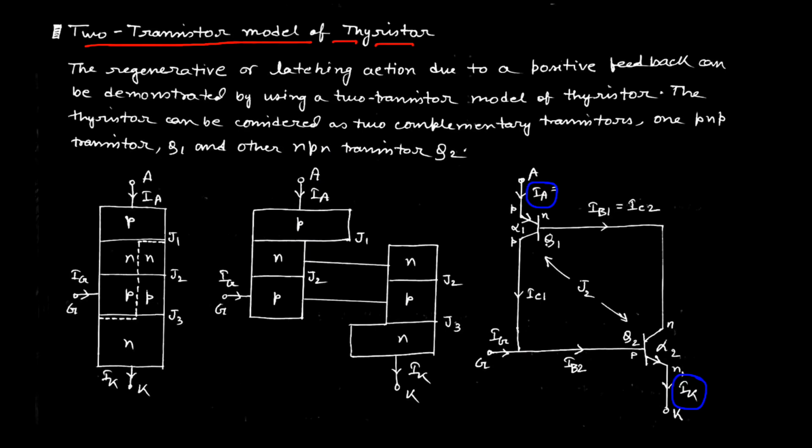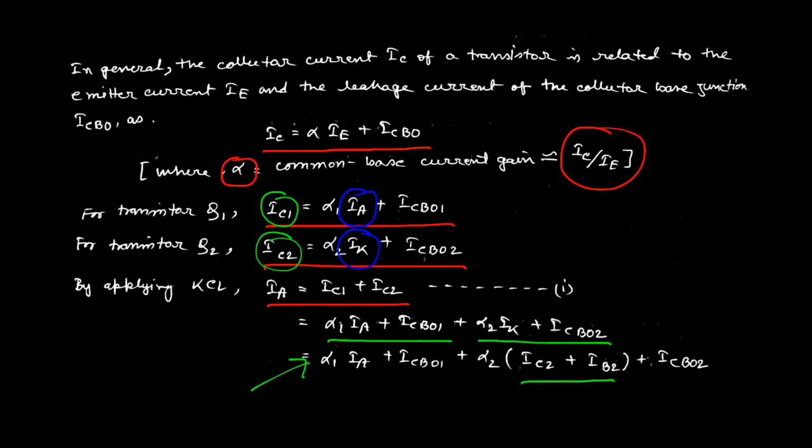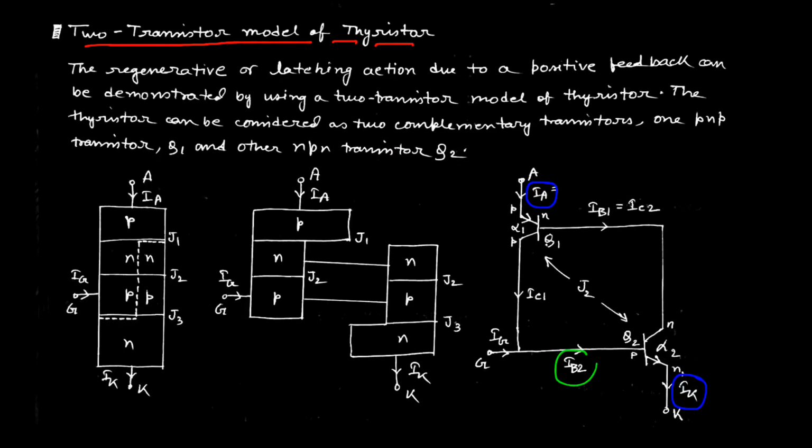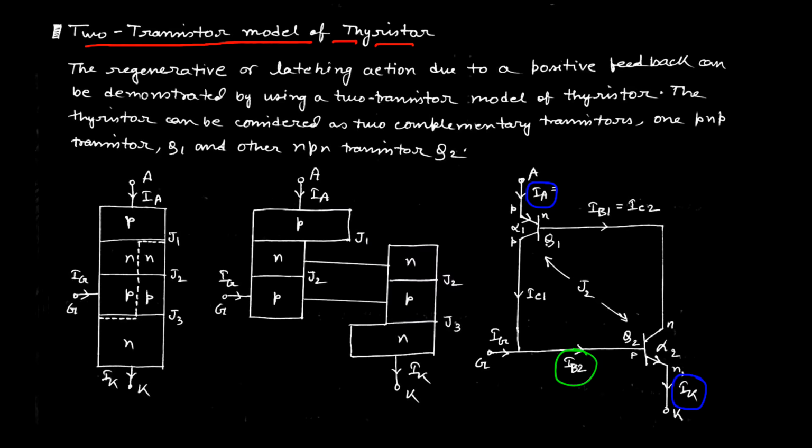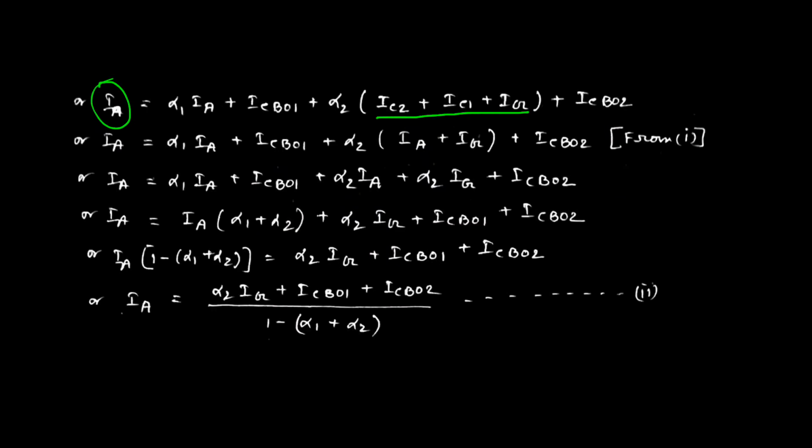That means we can say, sorry, that IB2 means this is IB2, and IC2 means this is IC2. IC2 means, again, we can say IC2 equal to IB1. So we can replace the equation in this form, that is IC2 plus IC1 plus IG.